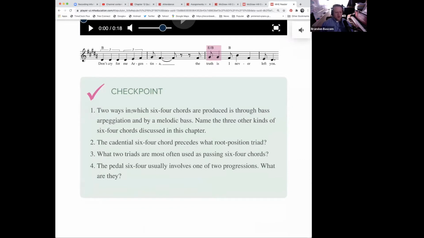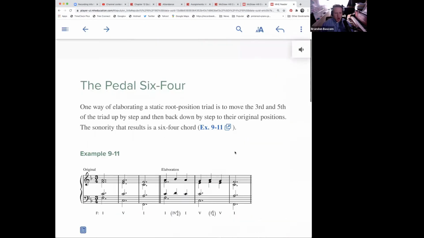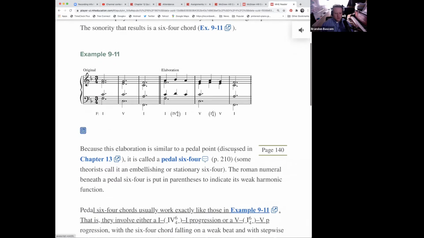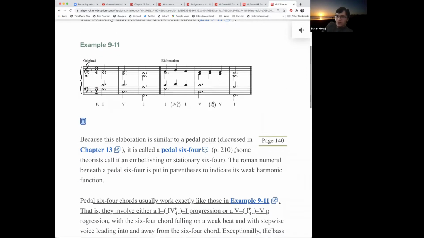The cadential 6/4 chord precedes what root position triad? 5. Yes, the dominant. What two triads are most often used as passing 6/4 chords? 5 and 1. 5 6/4, 1 6/4. The pedal 6/4 usually involves one of two progressions. What are they? 1 4 1, 5 1 5. You got it.